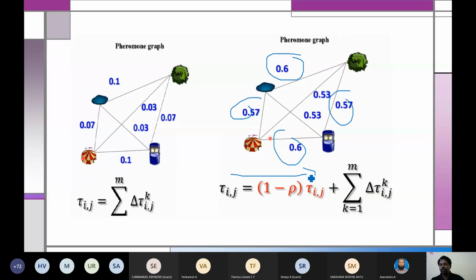Okay, clear? So this is the next step. First we have deposited pheromone. The second one is we have added everything and worked out how much is available in each path. Third, we have done the evaporation. Now everything is okay. From this graph I can understand this is the shortest path, right? And this is another path, but the best one is A to B.